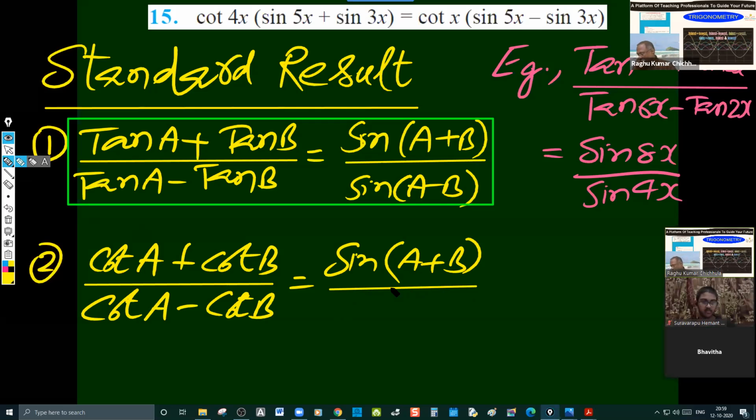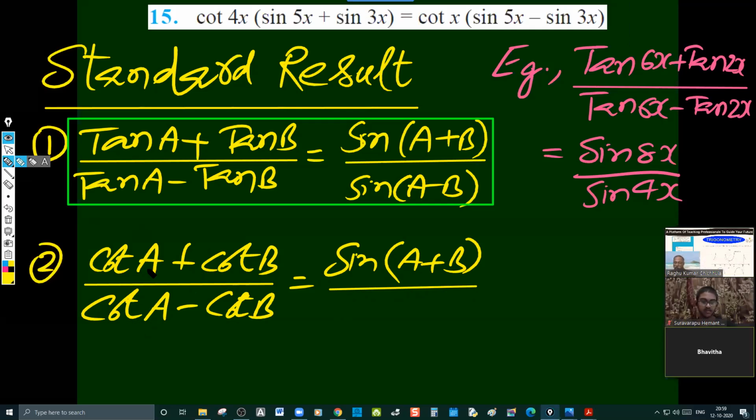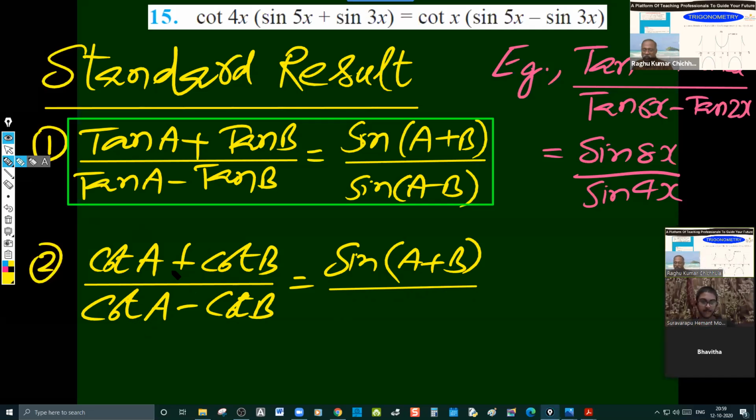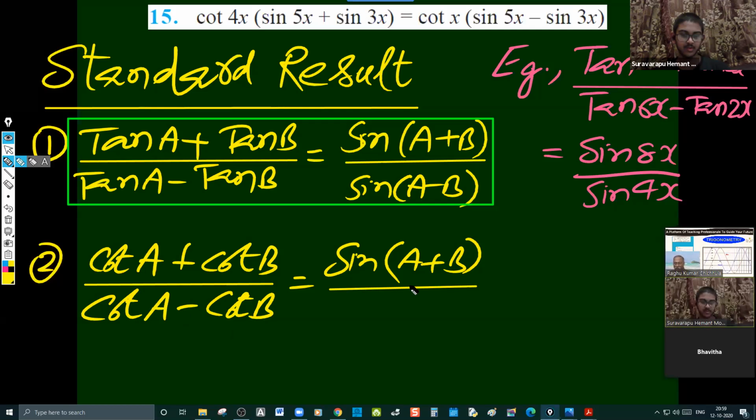Your answer, Saurya. LCM is sin A, sin B. Numerator LCM of sin A, sin B gets cancelled. Of course, the numerator makes no difference because plus is there in between. Yes, sir. But in the denominator, you will have the difference. Cos A sin B minus sin A cos B. That's the proof.